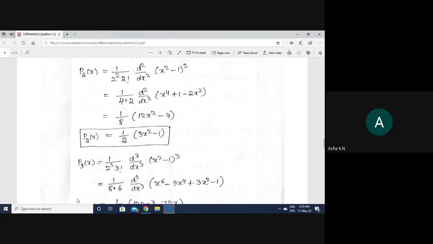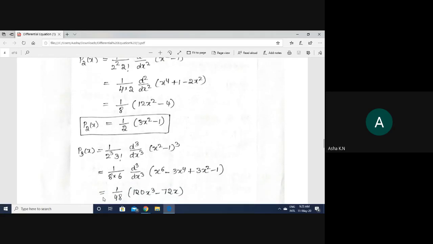a cube minus 3a square b plus 3ab square minus b cube. This formula, and then 2 cube is 8 and 3 factorial is 6, and then 3 times differentiation now.